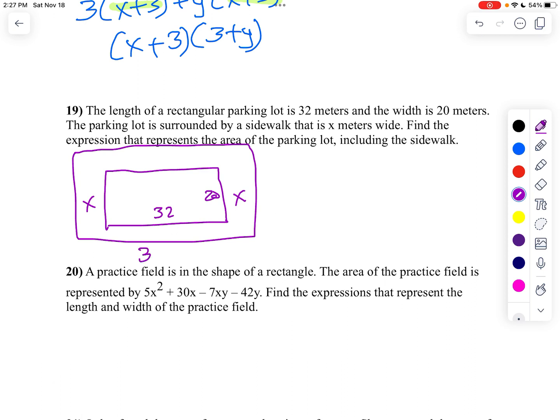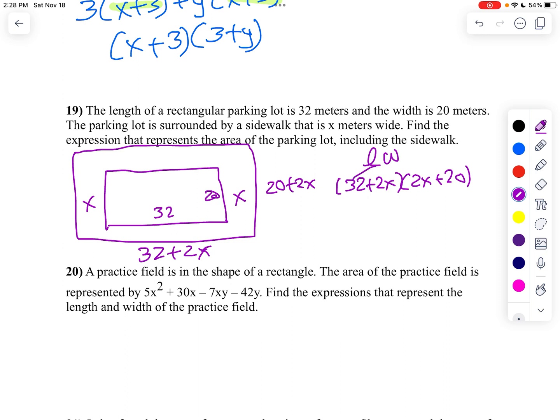Notice my length becomes 32 plus 2x. Why 2x? Because we have x on the left and x on the right. And the width becomes 20 plus 2x because, once again, we have x on the top and x on the bottom. So to find the area, we take length times width. So I take 32 plus 2x times 20 plus 2x. I wrote 2x plus 20 because my brain just automatically wants to write 2x first. But you do the same thing.